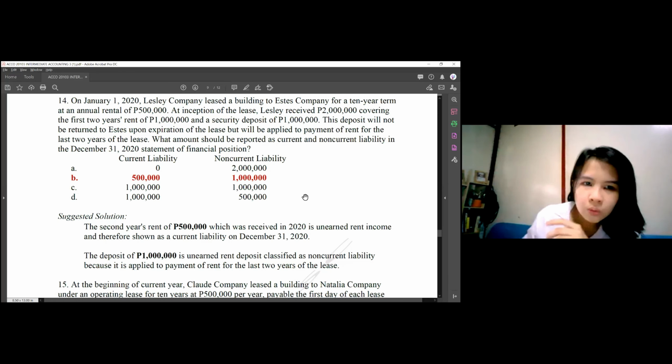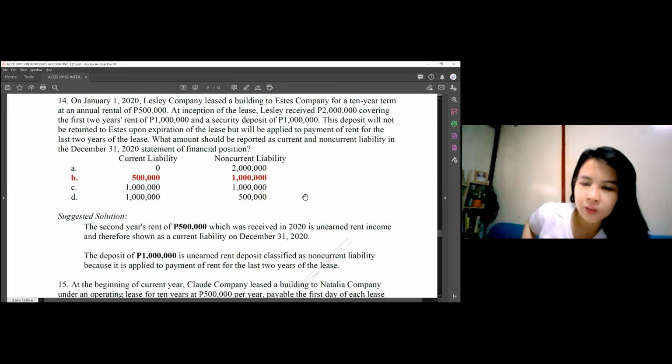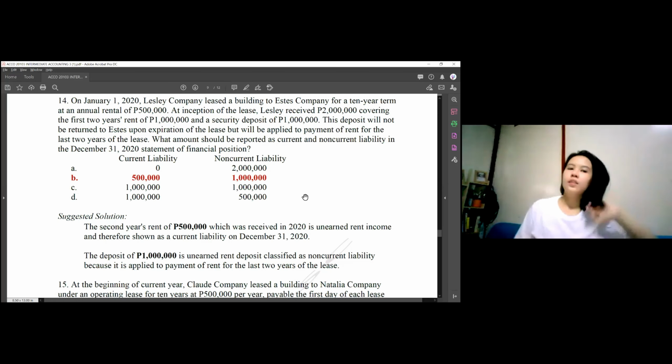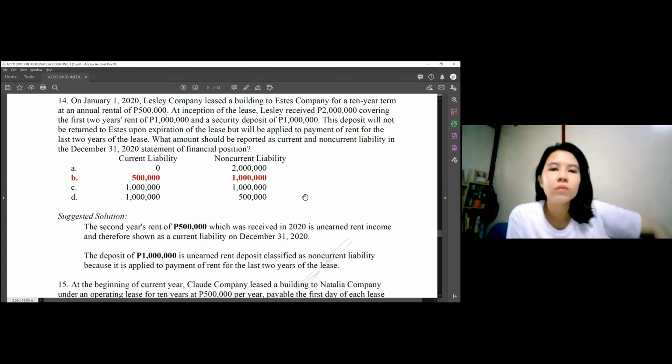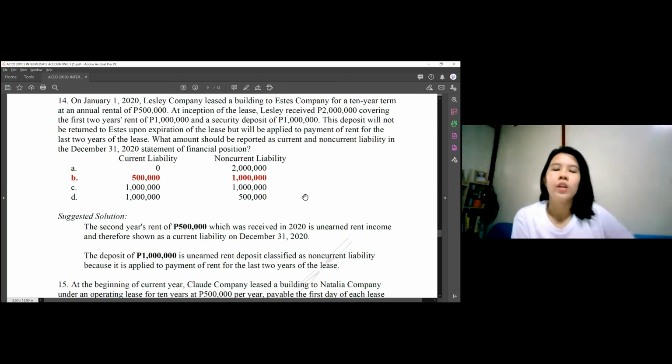So, yung second year's rent ng 500,000 na receive nung 2020 ay unearned rent income. Magre-reflect siya sa books ni Leslie company, which is the lessor, as a current liability. Since magre-reverse siya pagdating ng December 31, 2021. So, yung deposit na 1 million is unearned rent deposit classified as non-current liability. Diba? Kasi mag-a-apply pa yun dun sa last 2 years nung rent.